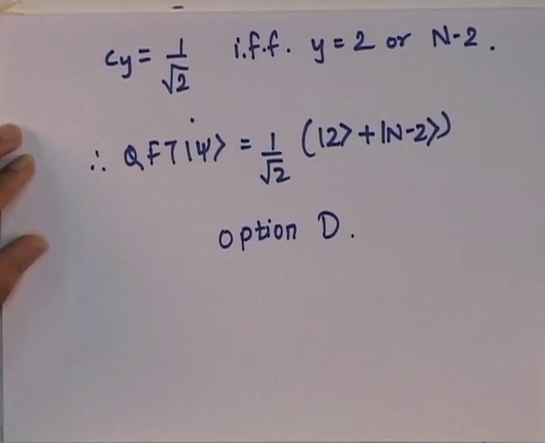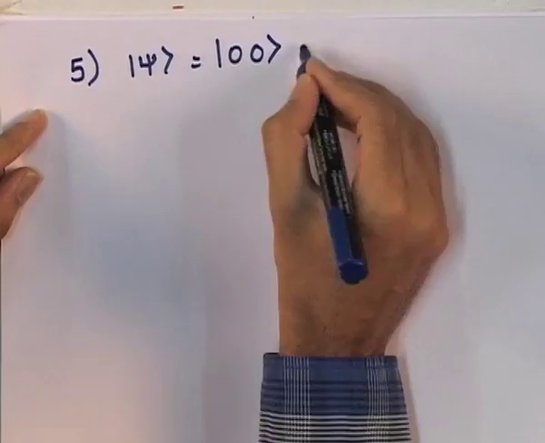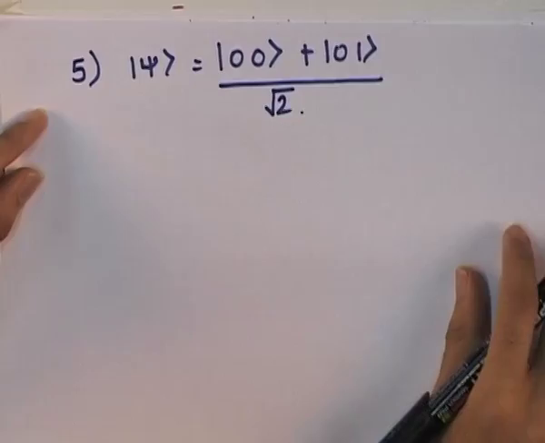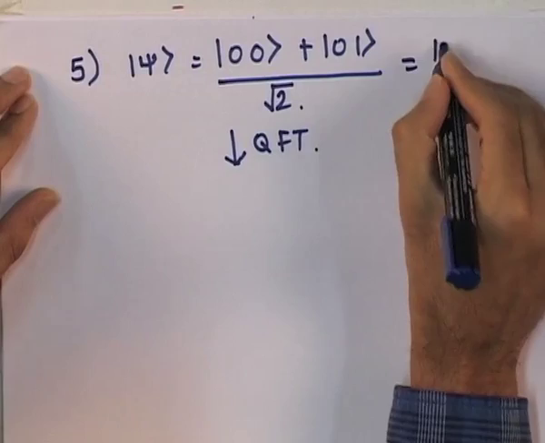Now, question 5 again is about the quantum Fourier transform. A state given by |00> plus |01> upon root 2 is subjected to quantum Fourier transform, after which the first qubit is measured. The probability of getting the state 0 is what? So, let's solve this question. So, the given state, which we shall call psi, is |00> plus |01> upon root 2. So, we have to operate a quantum Fourier transform gate on this, on both the qubits. So, this is actually equal to |0> times |0> plus |1> upon root 2.